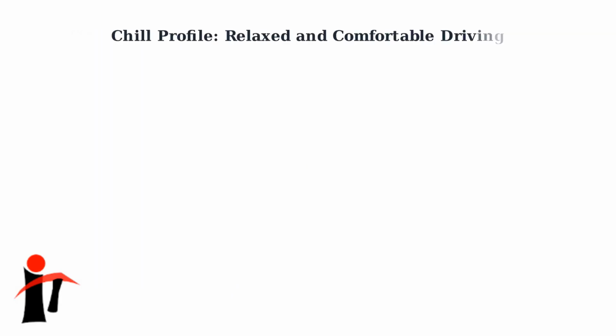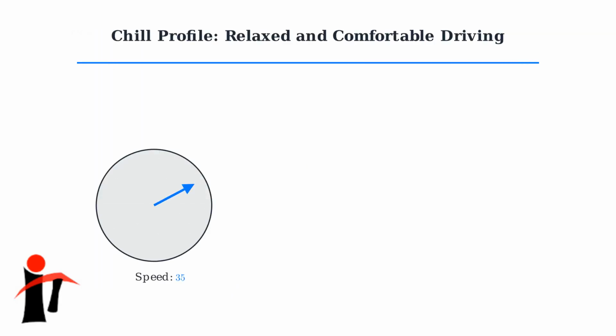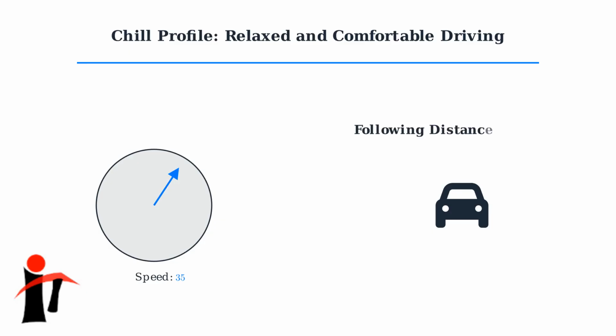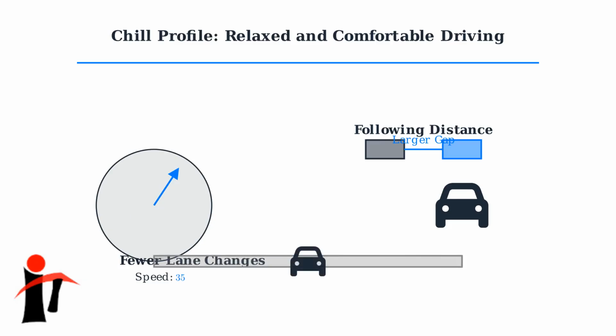The Chill profile offers a relaxed driving experience, increasing speeds up to 5 miles per hour over the Sloth profile. It focuses on comfortable, human-like driving patterns that feel natural to passengers. This profile reduces unnecessary lane changes to minimize stress and maintain a smoother ride. It also maintains a larger following distance behind other vehicles for enhanced safety margins.